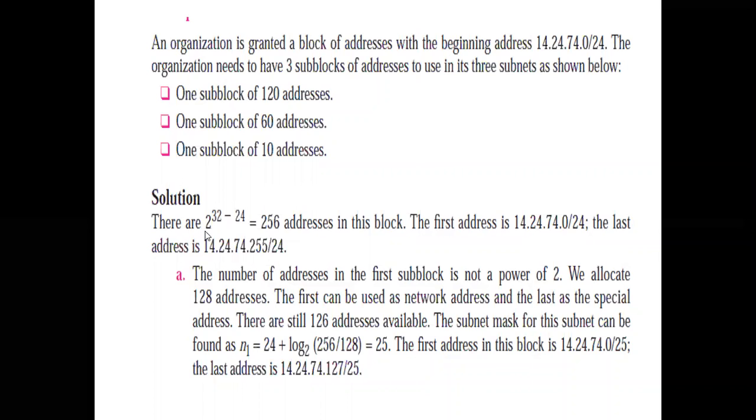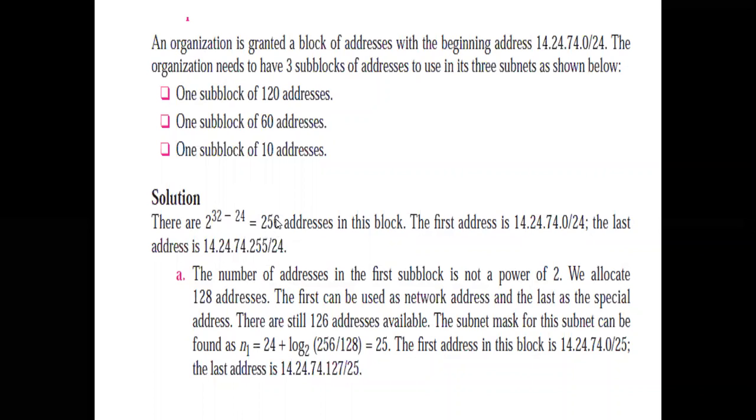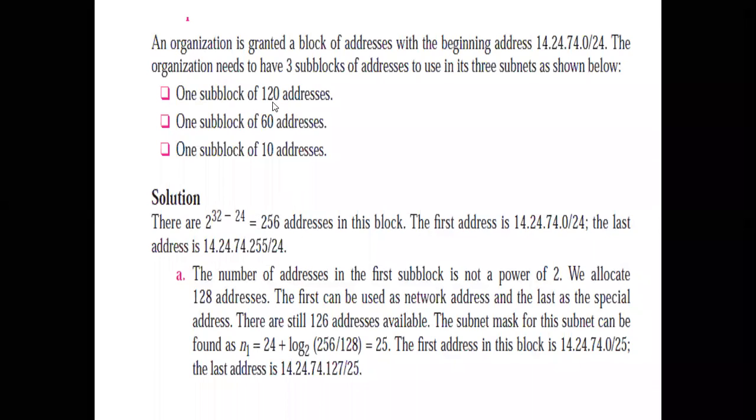So that's why you will calculate the capital N. Capital N is equal to 2 raised to 32 minus n, that is 2 raised to 32 minus 24, which is equal to 256. It means in your main network 256 machines can be connected. Among these 256 you want 120 for one department, 60 for one department, and 10 for one department.